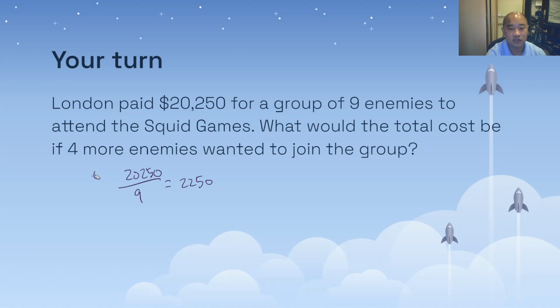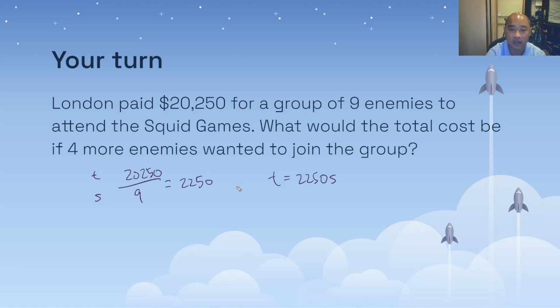$2,250. So again, we have total cost, and we have total number of enemies, and then this is cost per enemy. So cost per enemy equals 2,250 times the number of enemies. And actually, we shouldn't be using the letter E, because the letter E is a special letter in math that you'll learn about some other time. So I guess we'll just use S for squid. Okay.